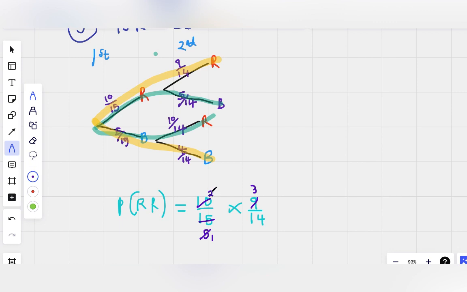Right? These 2 can go here. 2 divided by 2, you get 1. 14 divided by 2, you get 7. So everything left is only 3 over 7.